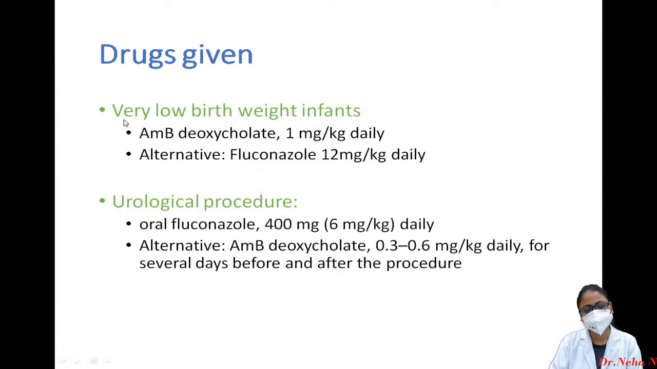So next group is the very low birth weight infant group, in which amphotericin B deoxycholate is the first line of treatment, that is dose is 1 mg per kg daily, and one alternative is fluconazole at a dose of 12 mg per kg daily.